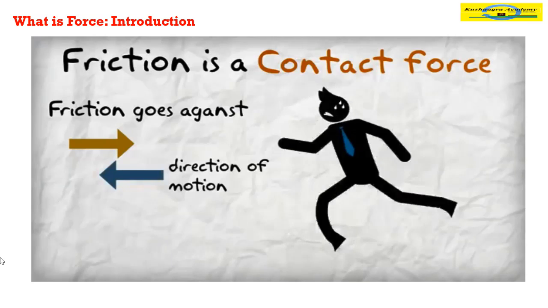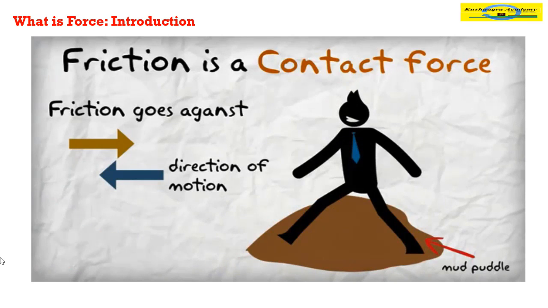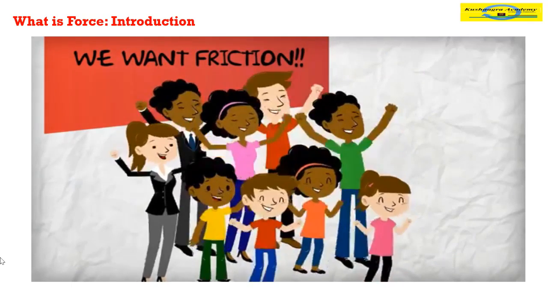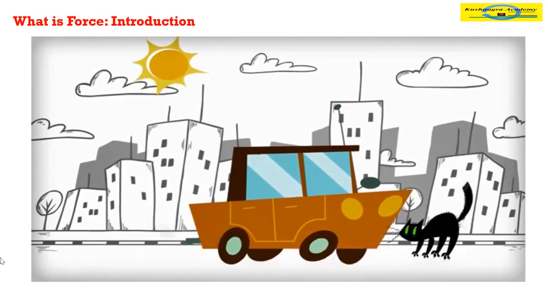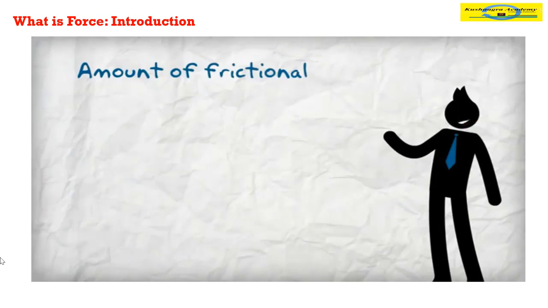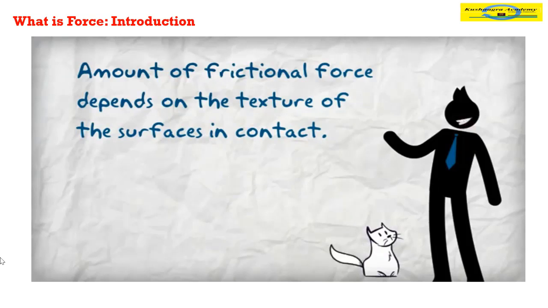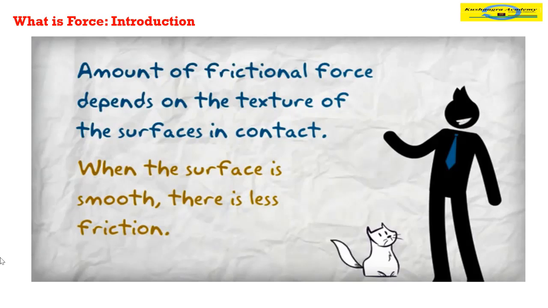Friction goes against motion. Even though friction slows things down and makes movement difficult, there are many things we could not do without friction. Friction holds us to the ground, allowing us to walk without slipping. Friction causes the car to brake in time to avoid accidents. The amount of frictional force depends on the texture of surfaces in contact. When the surface is smooth, there is less friction.